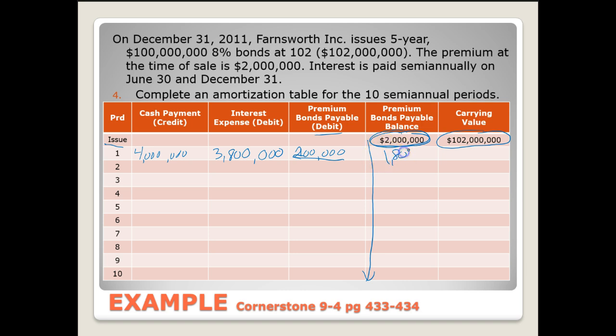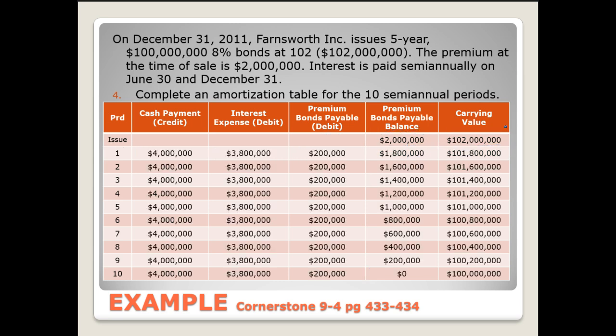So the total premium balance will be $1,800,000, which means the carrying value of this bond will go down to $101,800,000. So let's look at how that rolls. What we end up having is, just like in the discount bond, the cash payment, because we're using the straight line method, the cash payment of interest is the same. All 10 interest payment periods.